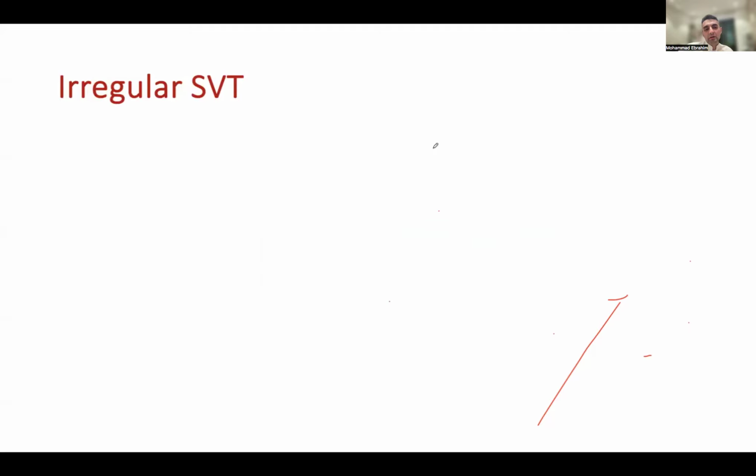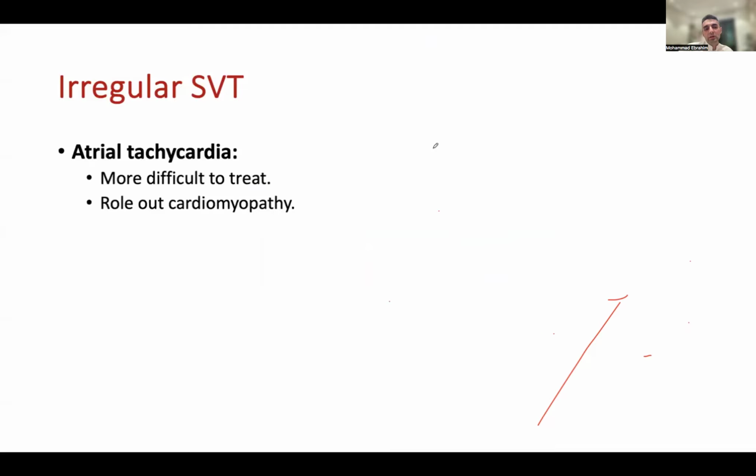For irregular SVTs, your main differential in pediatrics is atrial arrhythmias, atrial tachycardia. They are typically more difficult to treat, and are sometimes associated with cardiomyopathy, or they can induce cardiomyopathy because they are more incessant, more difficult to treat, and sometimes slower, so the patient doesn't recognize that he or she is having irregular or fast heartbeats.